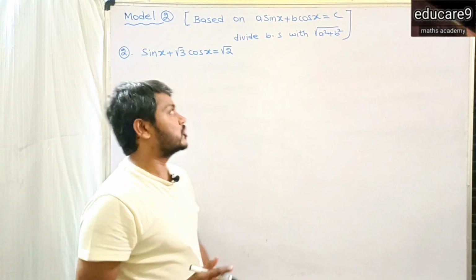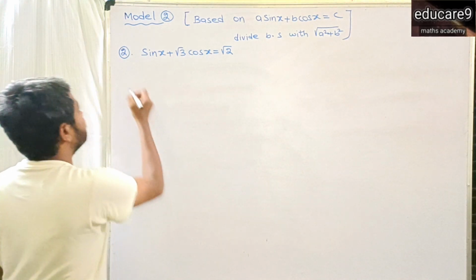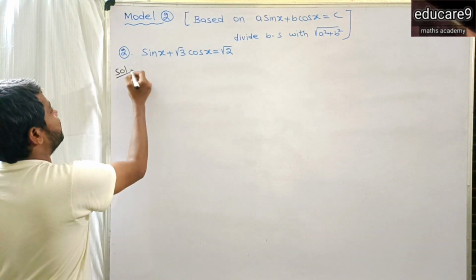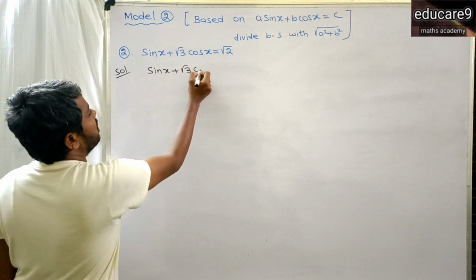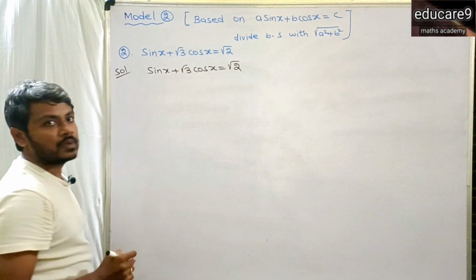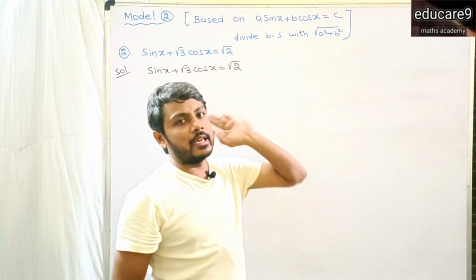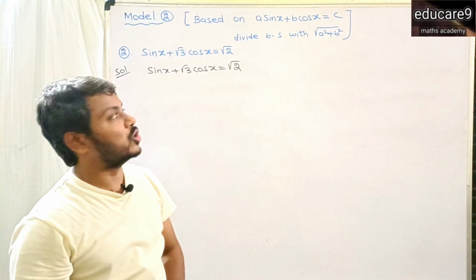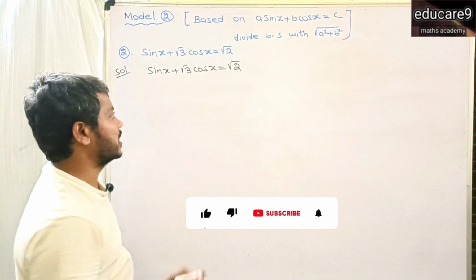So go for the second question: sin x plus root 3 cos x equal to root 2. See the solution. Sin x plus root 3 cos x equals root 2. So again, this is based on a sin x plus b cos x equal to c. Divide both sides with under root a square plus b square.